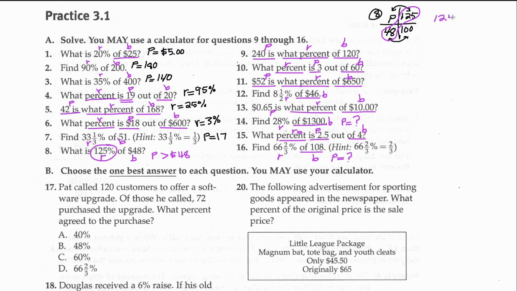125 multiplied by 48. 8 times 5 is 40, right? Only 0, keep the 4. 8 times 2 is 16, plus 4 is 20, right? Only 0, keep the 2. 8 times 1 is 8, plus 2 is 10. Now we're done with the 8. Go with the 4.